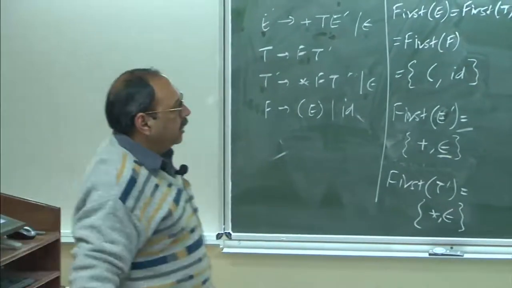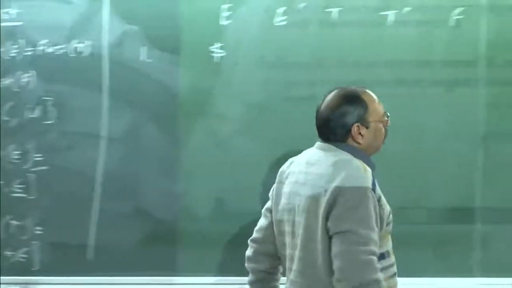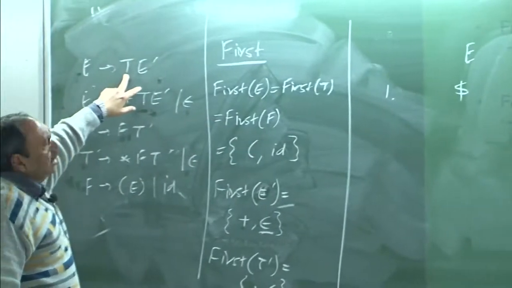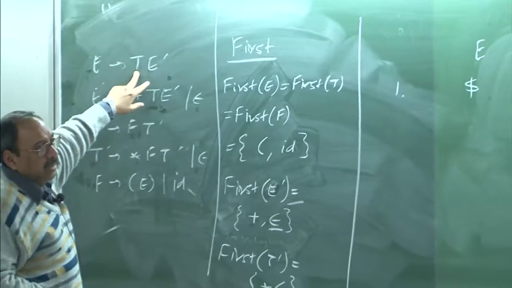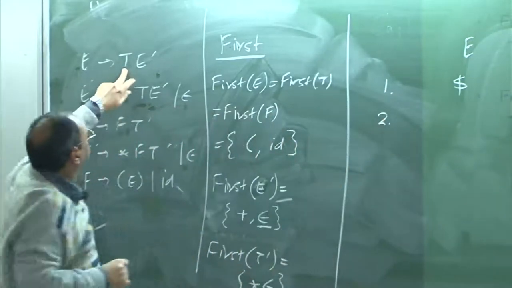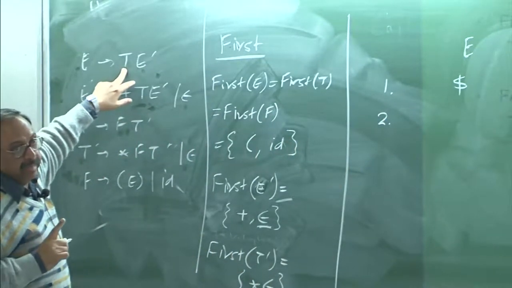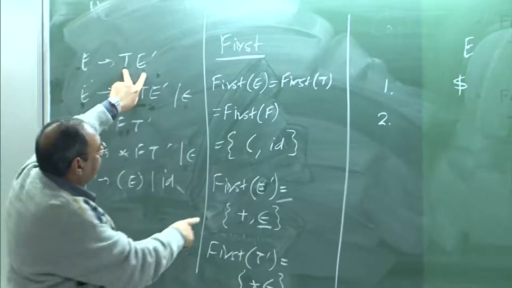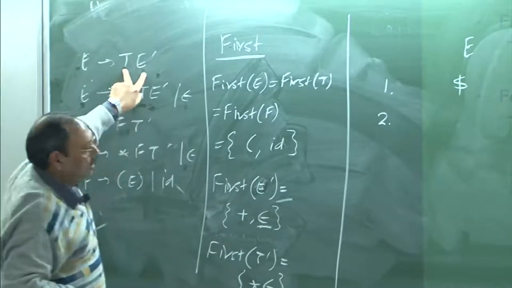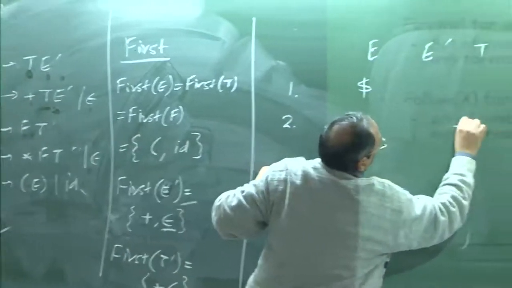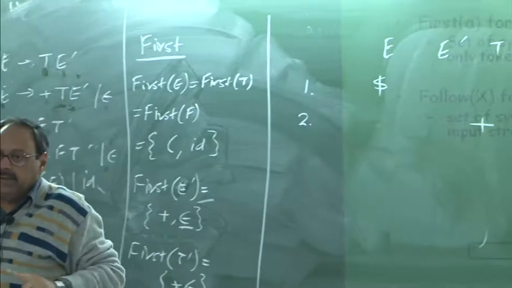Okay. The second rule says look at patterns where a non-terminal occurs somewhere in the middle. So I'm looking at this pattern where T occurs somewhere and has a symbol on the right-hand side. Using rule number 2, everything in first of E prime except epsilon is in follow of T. Let's look at first of E prime, which I have already computed: plus and epsilon. So follow of T will contain plus. Remember, everything except epsilon.